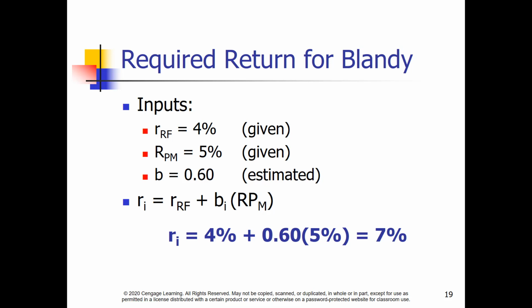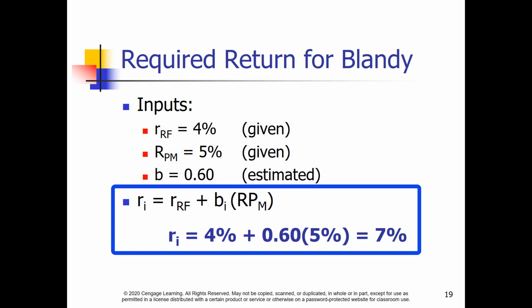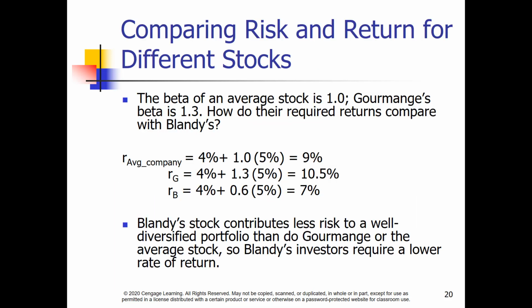Once we have a beta for an asset or portfolio, we can apply the capital asset pricing model, CAPM, to estimate the market required return. Assuming a risk-free rate equal to 4% and a market risk premium of 5%, substituting into CAPM yields a required return on Blandy of 7%. Betas for Gourmange, 1.3, and the market, 1, are given so we can compare required returns. Clearly, larger beta, larger required return, higher risk.